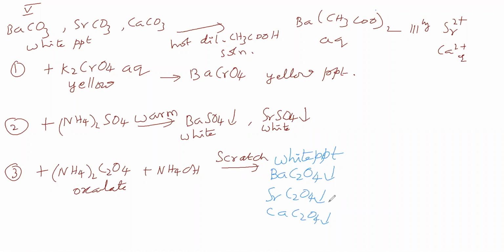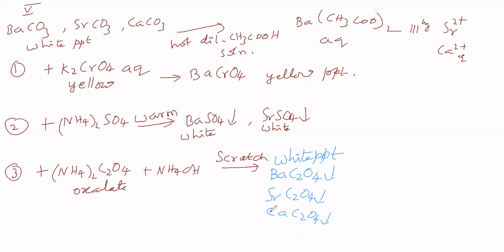If the solution contains barium ion, you will get barium oxalate white precipitate. If the solution contains strontium ion, we will get strontium oxalate white precipitate. If the solution contains calcium ion, you will get calcium oxalate white precipitate.